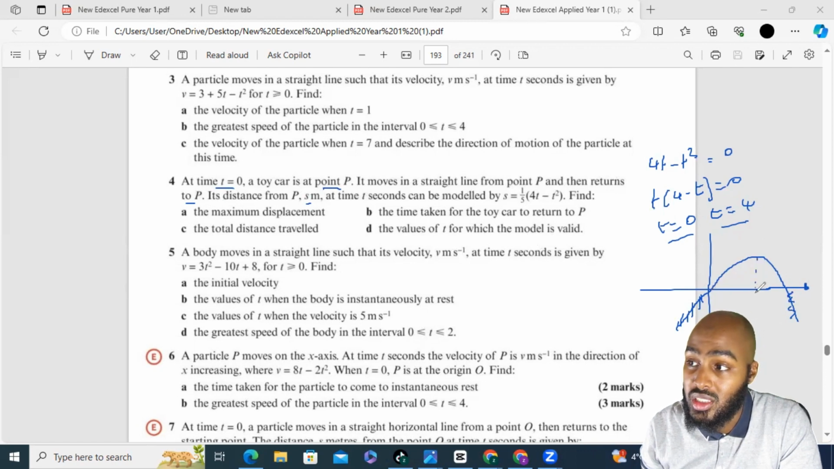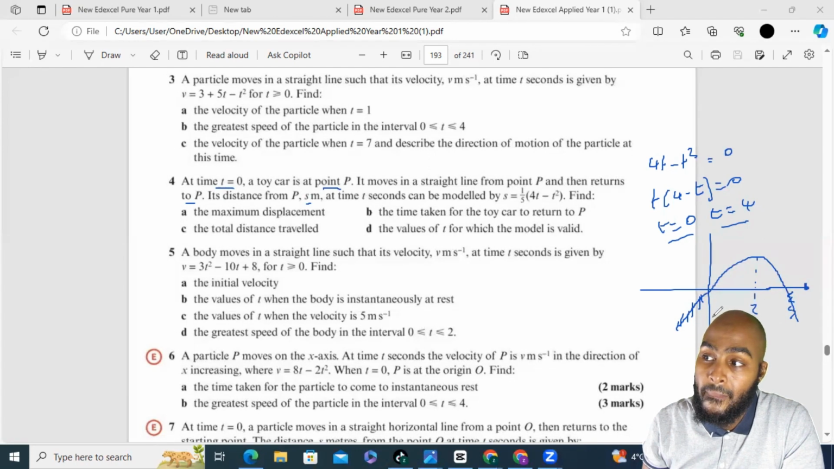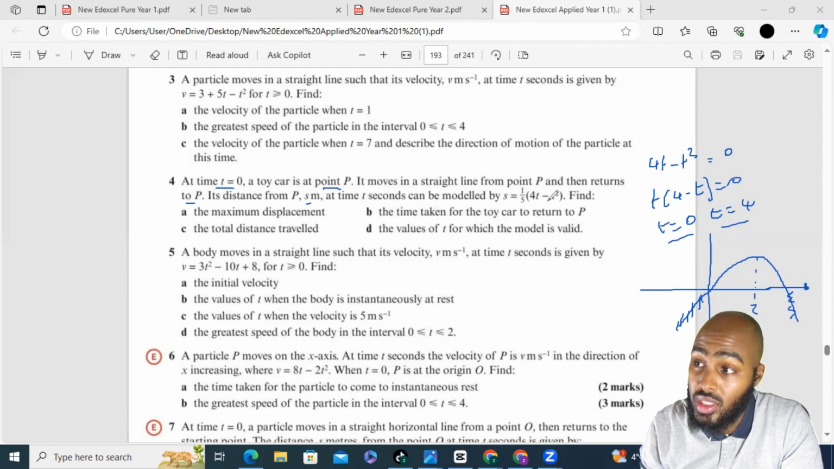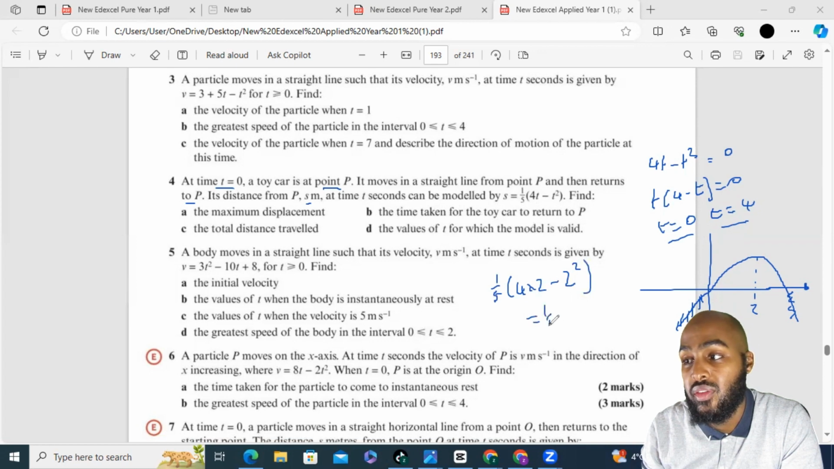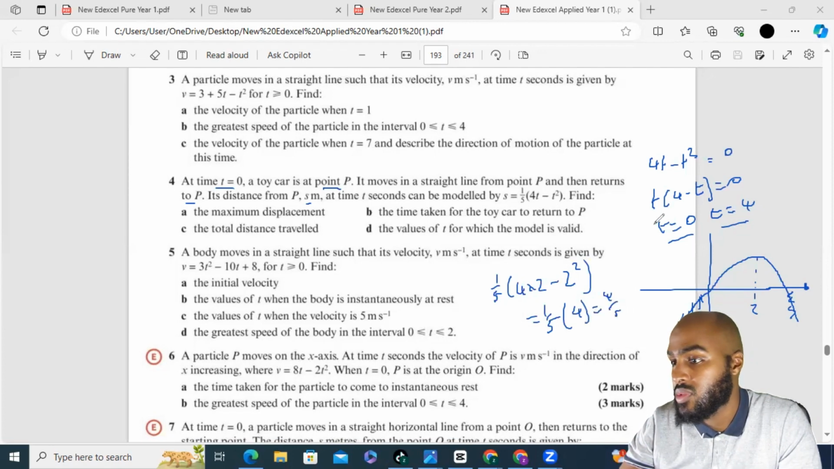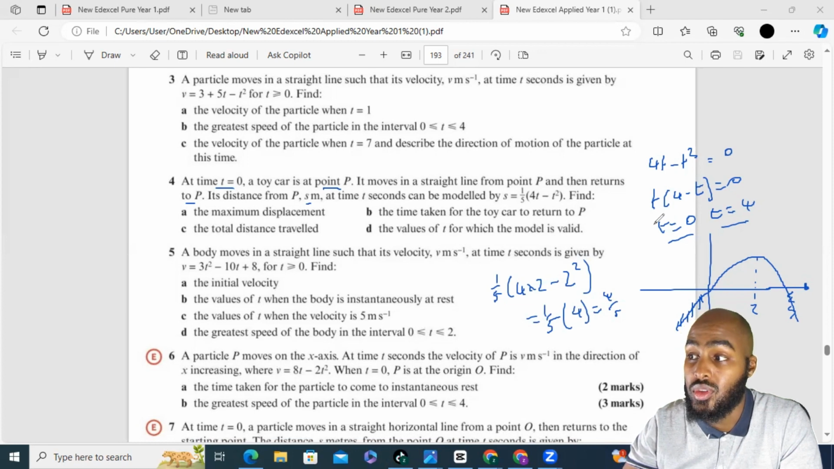So the maximum displacement would be somewhere at 2. Okay. And then the time taken for the toy car to return to P, what would that be? For the toy car to return. So okay, let's carry on. Let's put this back into here. So we're going to get a fifth times 4 times 2 minus 2 squared. That's going to be a fifth times 8 minus 4, which is 4 over 5. Okay. B, the time taken for the car to return.